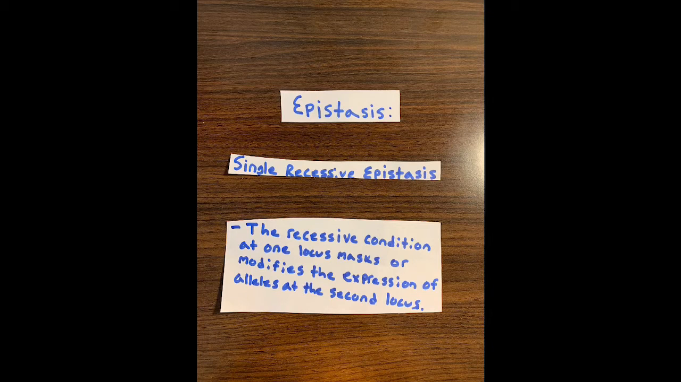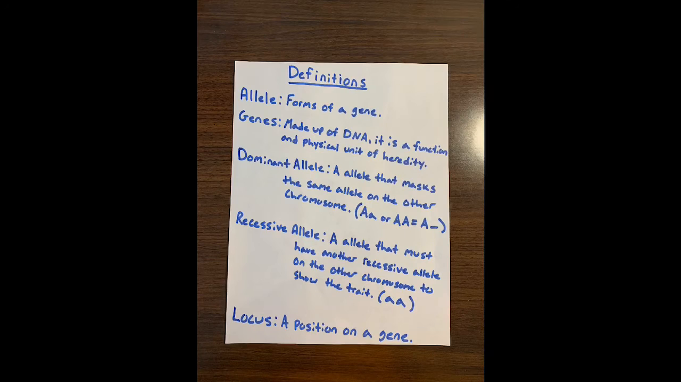Today we'll be looking at epistasis, specifically single recessive epistasis, which is when the recessive condition at one locus masks or modifies the expression of alleles at the second locus. To fully understand epistasis, we must go over some broad definitions in genetics.